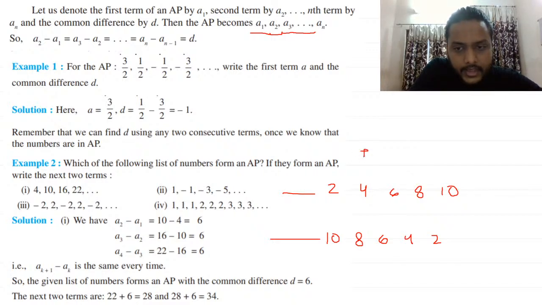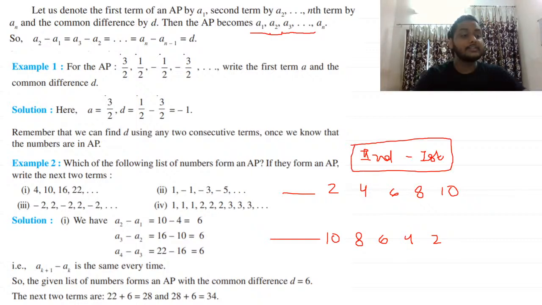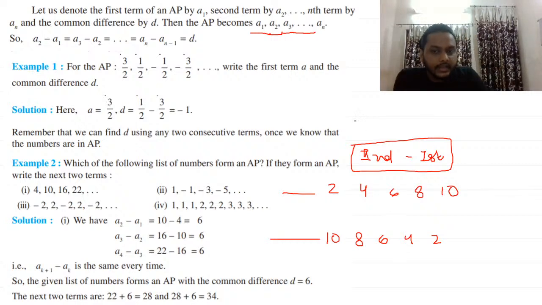कॉमन डिफरेंस निकालने के लिए गाइस वी ऑलवेज राइट इट एज सेकेंड टर्म माइनस फर्स्ट टर्म। ओके, कॉमन डिफरेंस निकालने के लिए कभी भी फर्स्ट टर्म में से सेकेंड टर्म को माइनस नहीं करेंगे, वी विल ऑलवेज सब्ट्रैक्ट द फर्स्ट टर्म फ्रॉम द सेकेंड टर्म। We always write it as second term minus first term, that we can write it in this way as well. I will be writing a2 minus a1. Am I clear? This is how we find out the common difference.